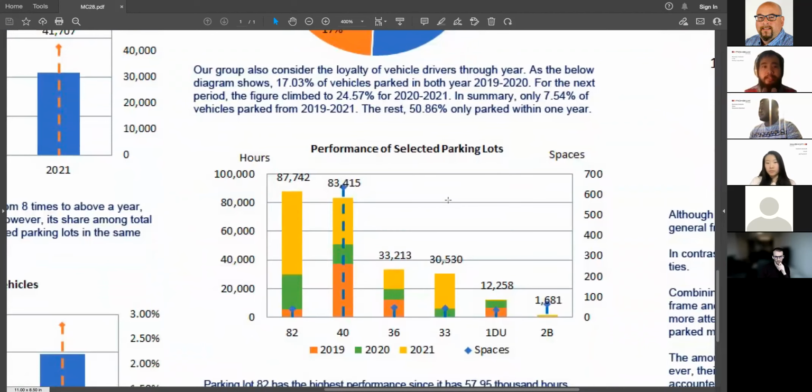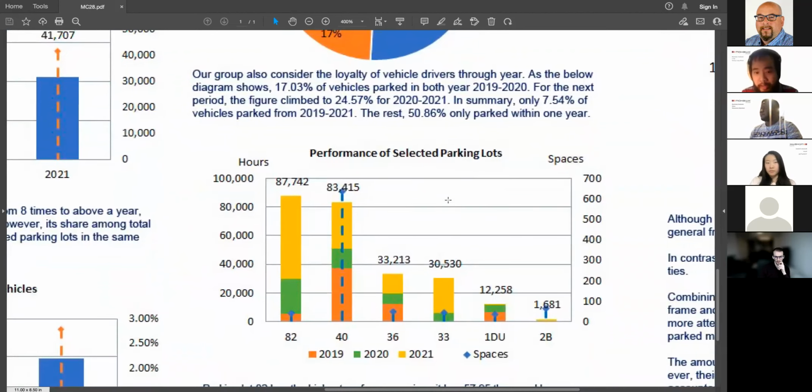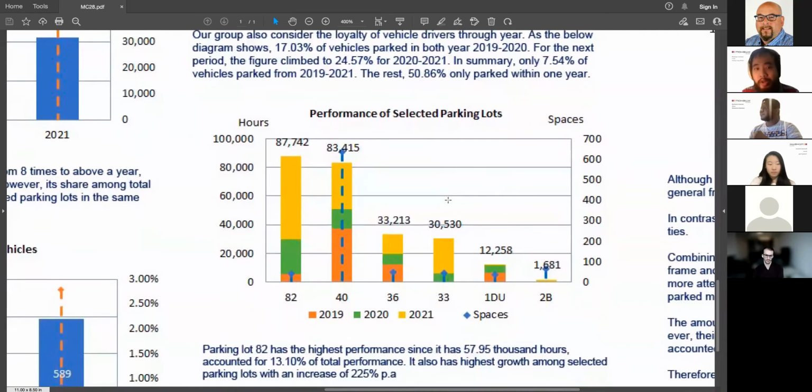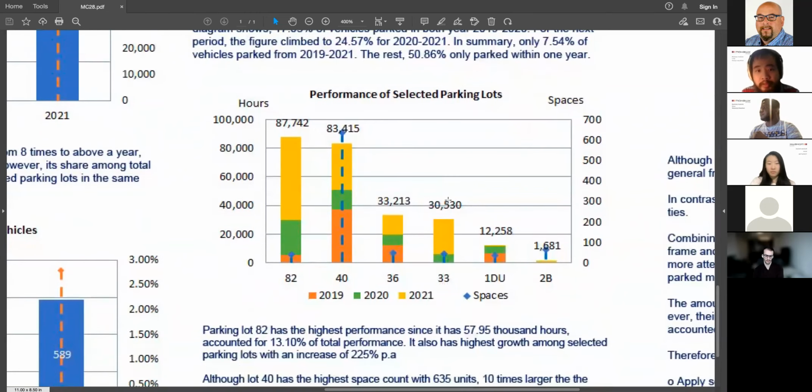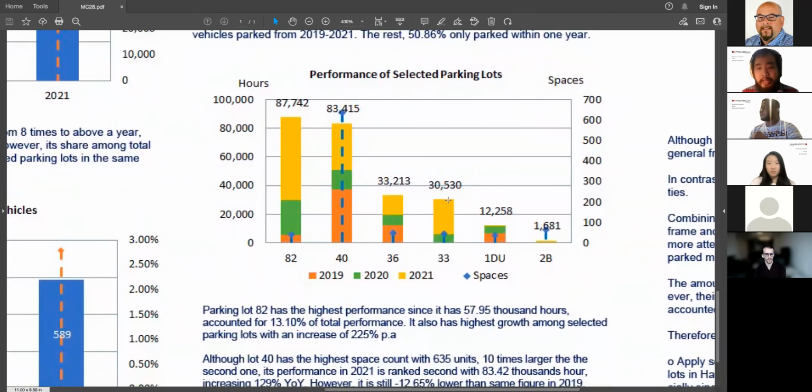So in this one, we show the 6 selected parking lots, and you can see that 18 and 40 had the highest. However, 40 has more than 600 parking lots, but it is second. The performance is quite lower than Park 82.